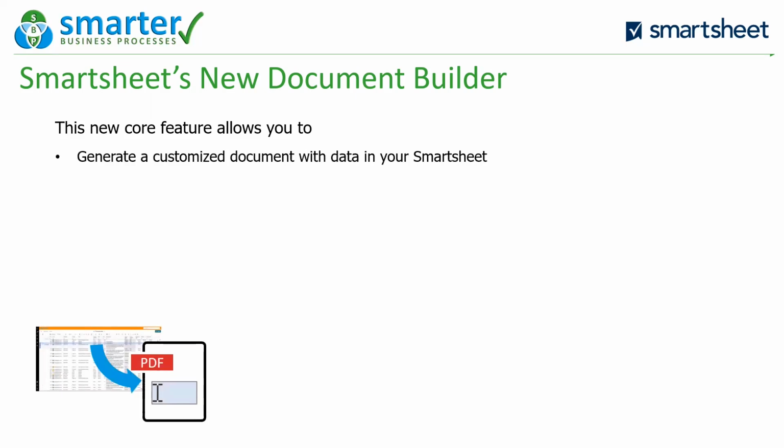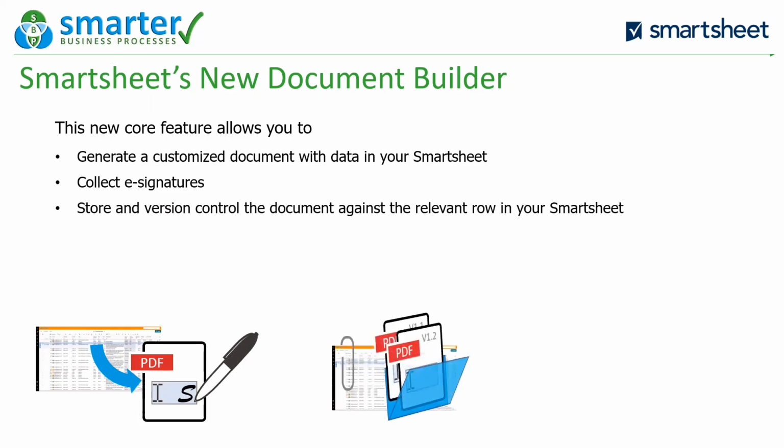You are able to collect e-signatures within that customized document. So you could use it for contractual type data, where you create the contract, you get your customer to sign that contract, and then you can attach that signed contract to the row and email it to the relevant people. If you don't want to collect the e-signatures, that's fine, you don't have to, but you can store the customized content against the relevant row in your Smartsheet, the data thereof that was used to create the document.